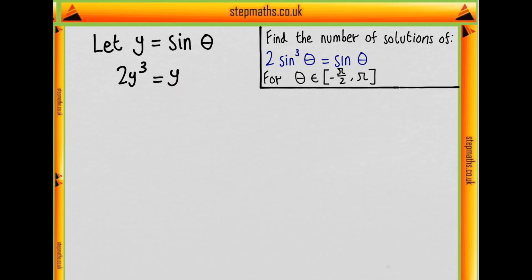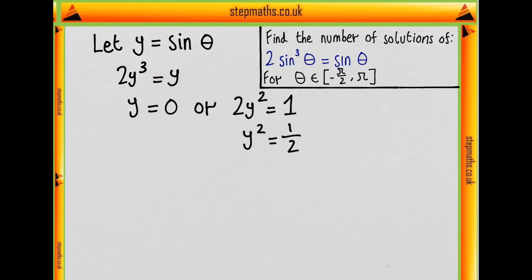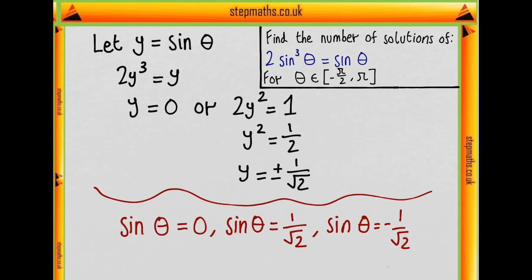So if 2y cubed equals y, we've got the nice easy solution of y equals 0, or we've got the solution of 2y squared equals 1, by dividing through by y. And this goes to y squared equals a half, dividing through by 2, and gives the solutions y equals plus or minus 1 over root 2. So this generates all of these, because y equals sine theta: sine theta equals 0, sine theta equals 1 over root 2, and sine theta equals minus 1 over root 2.